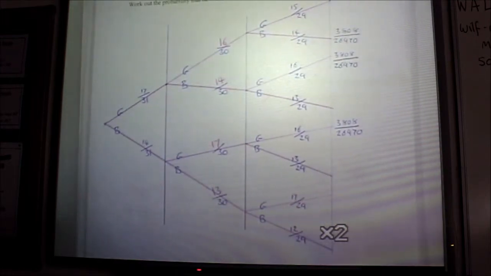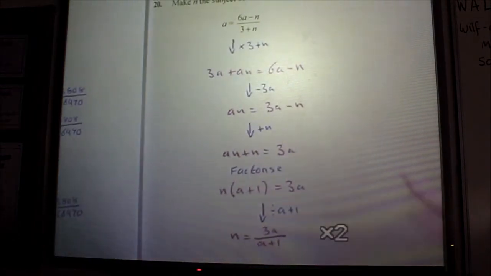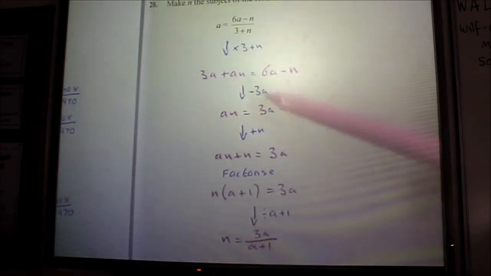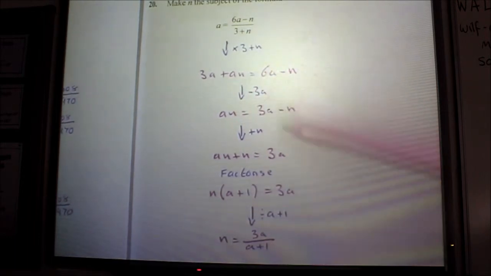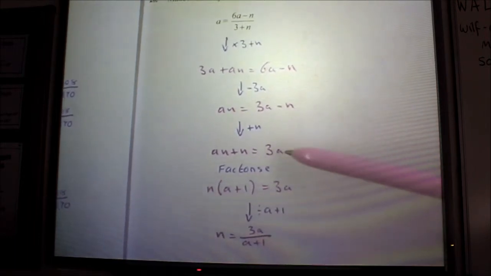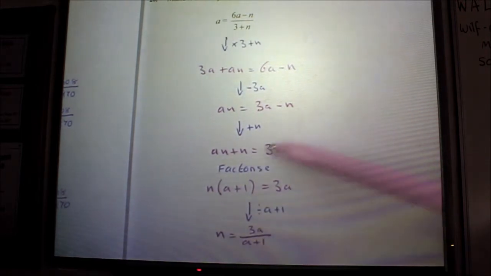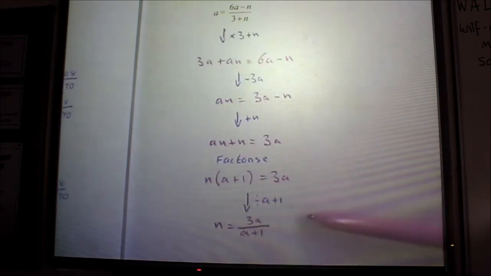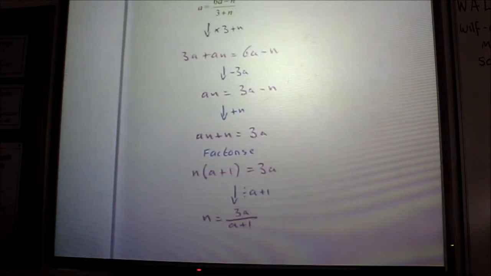Question number 20. Make n the subject of the formula. Let's zoom back in for this one. So what I've done is multiplied both sides by 3 add n, to get rid of that fraction, so it gives you that. I've taken off 3a from both sides to get rid of some of the a's. I've added n to both sides to get rid of that one there. Then I've factorised it, which you can do to give that. Then to get n on its own, I've divided both sides by a add 1, which gives you that as a final answer. So that is making n the subject.